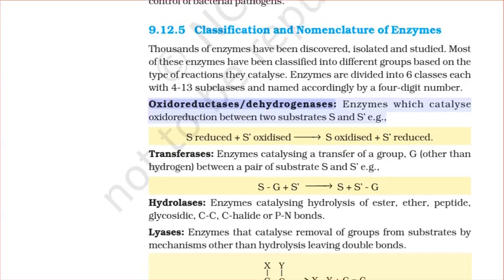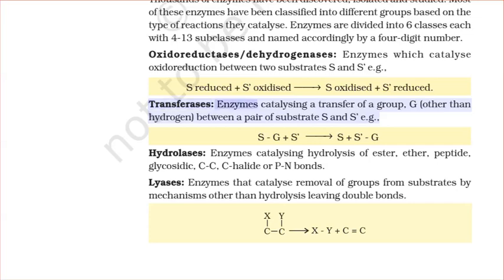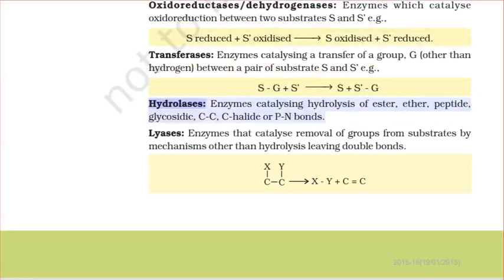Oxidoreductases/dehydrogenases: enzymes which catalyze oxidoreduction between two substrates S and S', e.g., S reduced plus S' oxidized gives S oxidized plus S' reduced. Transferases: enzymes catalyzing a transfer of a group, G, other than hydrogen, between a pair of substrates S and S'. Hydrolases: enzymes catalyzing hydrolysis of ester, ether, peptide, glycosidic, C-C, C-halide or P-N bonds.